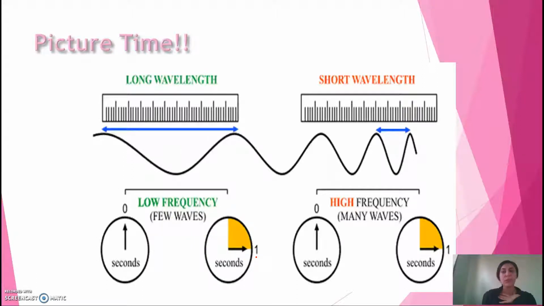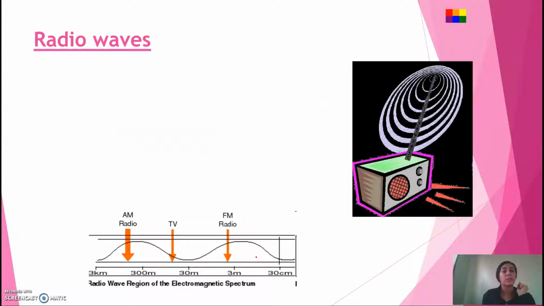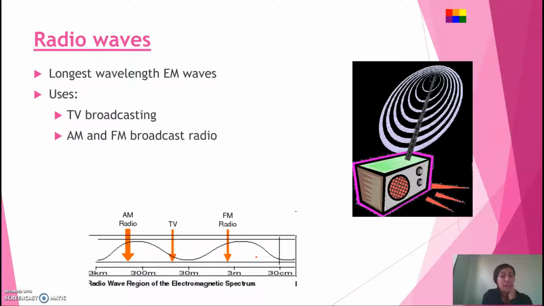Let's get into what some of these electromagnetic waves look like. The first one and the longest wavelength is considered the radio wave. Now, radio waves are used in TV broadcasting, AM/FM broadcast radio, avalanche beacons, and heart rate monitors.